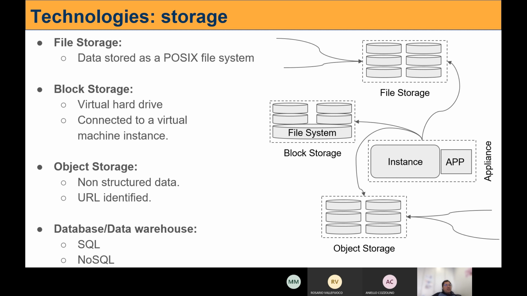And finally, we have the last storage kind. There are databases and data warehouses. They are usually SQL and NoSQL.